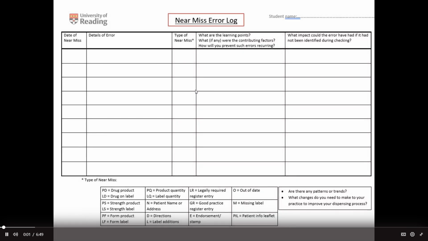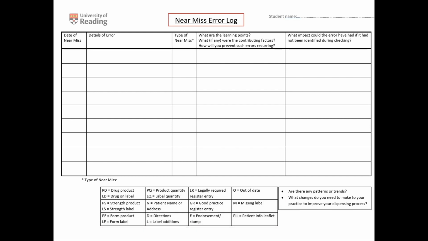This is the near-miss error log developed by Reading School of Pharmacy. Some of you would have used this already in your PAMS sessions, so I'll keep this brief. First column, date of near miss, so include the date when an error or a near miss had happened. Second column, details of the error.